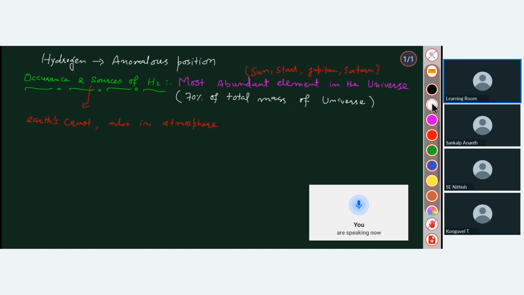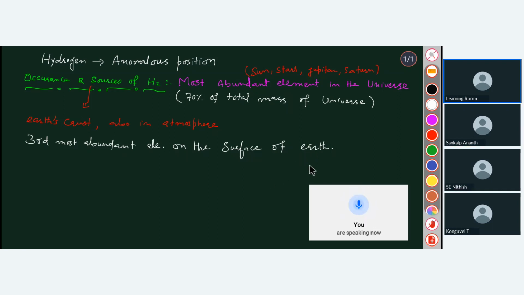You will write it here that it is the third most abundant element on the surface of Earth. So if we just talk of only the surface of Earth, then it comes on the third rank. So it occurs in the combined form in various compounds, in various salts, in various organic compounds.